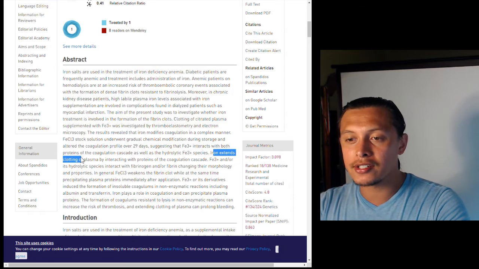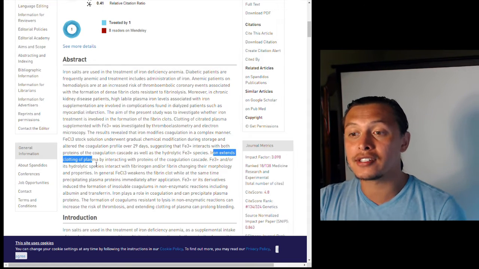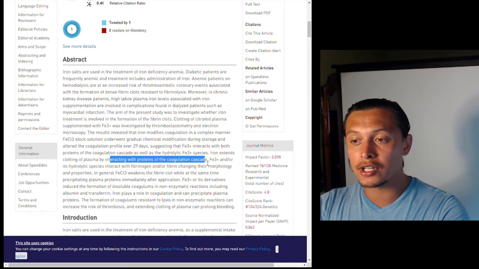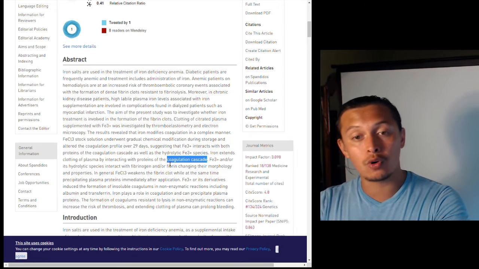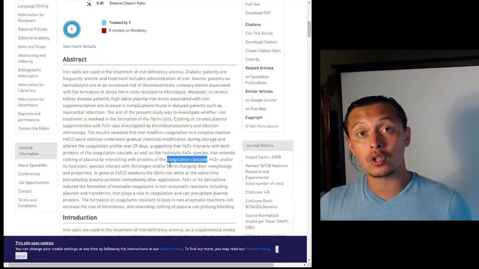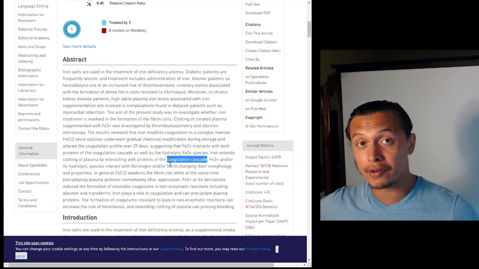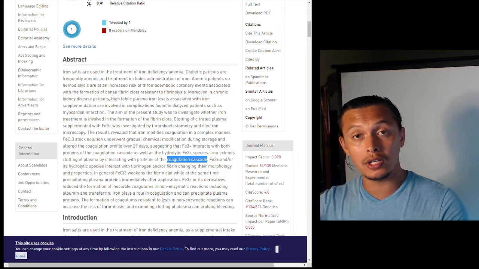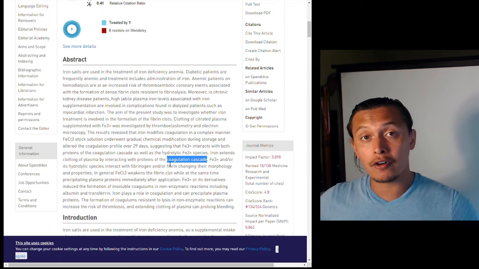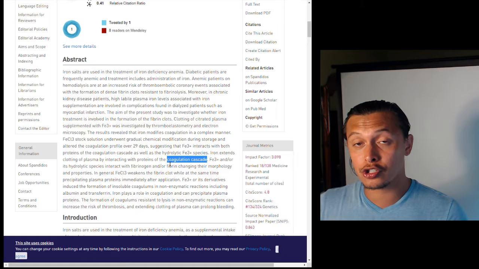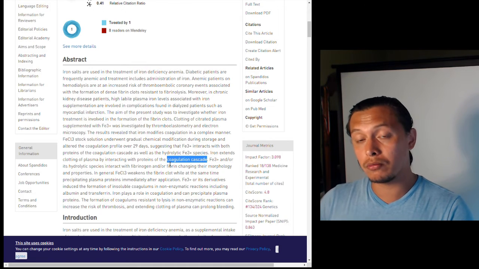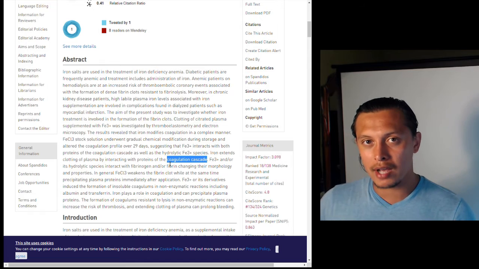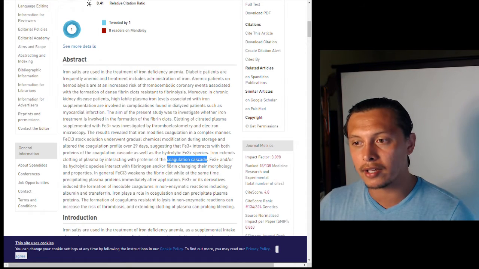So iron extends clotting of plasma by interacting with proteins of the coagulation cascade. Whenever you clot, you actually have a bunch of different proteins that are all regulating each other to make sure that you are only clotting when you're supposed to. However, if this iron is screwing up a lot of those coagulation cascade proteins, this process could theoretically become dysregulated.